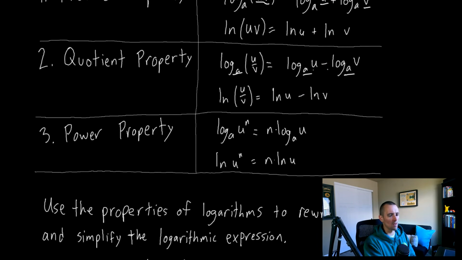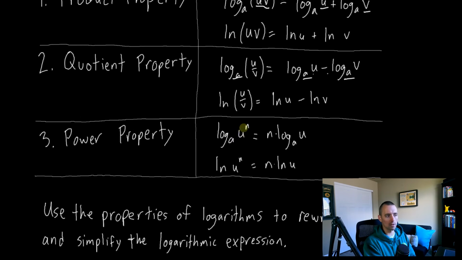Okay, and then the third one is the power property. This one looks a little bit different, but it's a similar idea. And again, notice as long as you're keeping the base of your logs the same, so natural log will stay as natural log, log base A stays log base A. If you had log base 10, it would just stay as log base 10. But if you have the log of something to a power, log of u to the n power, for example, you essentially can just move the power down in front of the log and multiply it. So we just get n times log of u. So that's all you're really doing. You're just moving the power down in front and multiplying that by the log, and still taking the log of the same thing. So it's still natural log of u, log base A of u.